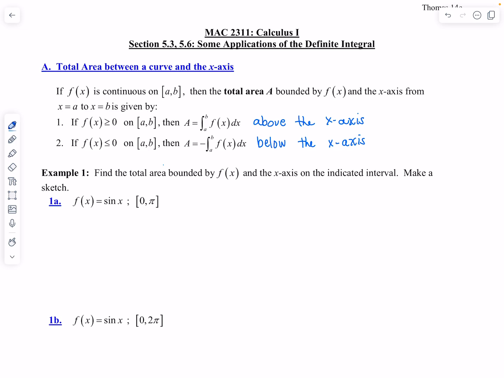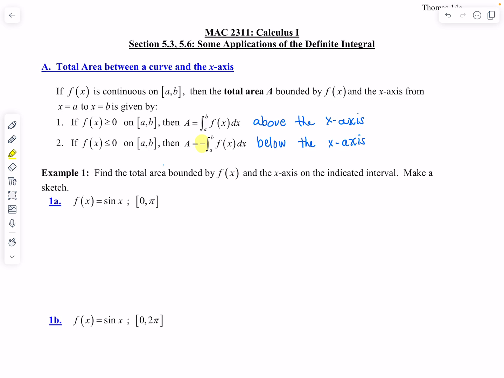If f of x is less than or equal to 0, meaning it's below the x-axis on the interval from a to b, then remember area can be taken, but we need to make sure we have a negative sign out front of the integral from a to b of f of x dx. So again, if it's above the x-axis, you don't have to do anything special, but if it's below, remember that you have to have a negative sign in front of the integral sign.